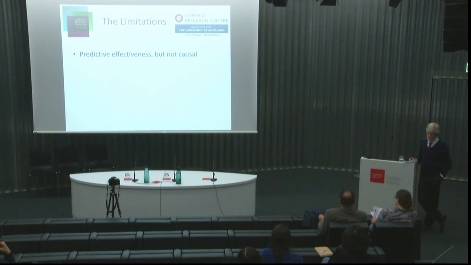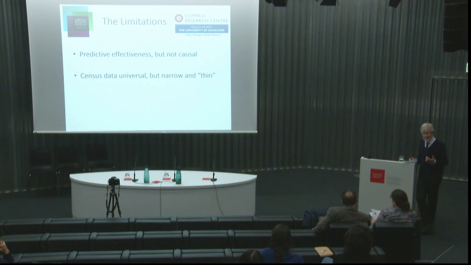I would like us to be able to move to a causal one, but that one was more model dependent. Its census data is universal, but it's thin. We basically have basic demographic data and not much else, which is what you get in a census. It's a longitudinal census. The linkage rates are incomplete.